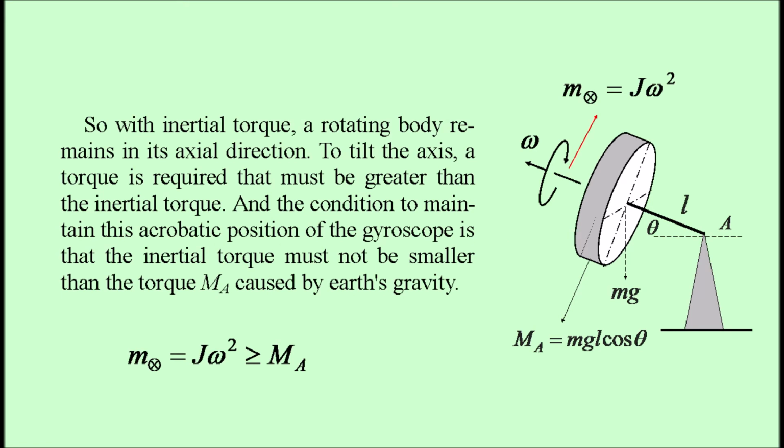So with inertial torque, a rotating body remains in its axial direction. To tilt the axis, a torque is required that must be greater than the inertial torque. And the condition to maintain this acrobatic position of the gyroscope is that the inertial torque must not be smaller than the torque Ma caused by Earth's gravity.